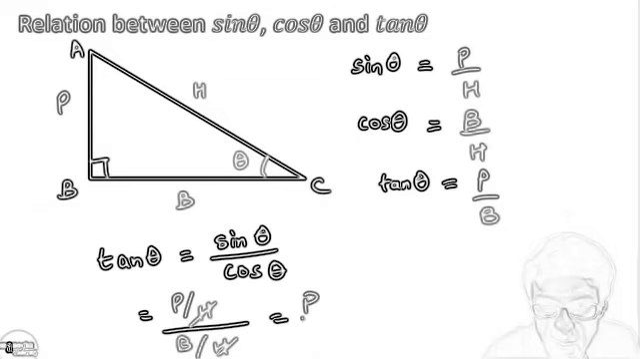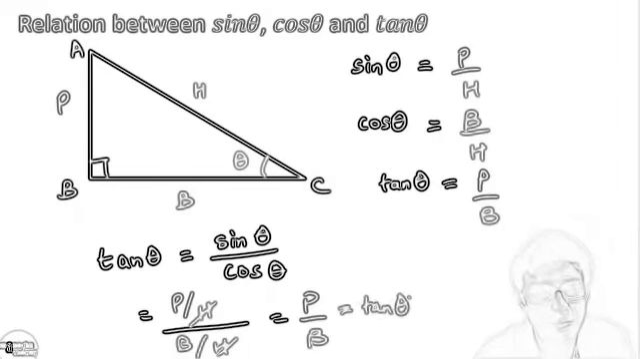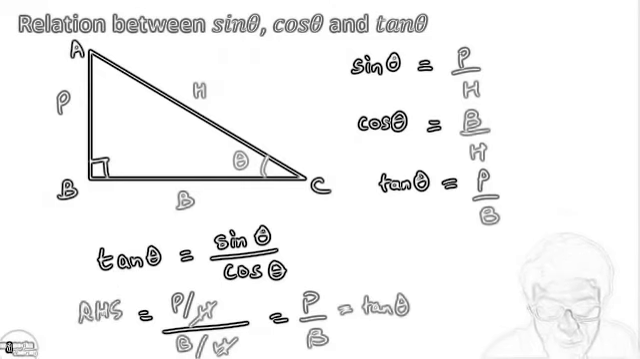Can you guys see that? And perpendicular by base is equal to tan theta. So if we start with the right hand side, this is what we get, and you can see that RHS is equal to tan theta. So very simple. Tan theta is sine theta by cos theta, because the hypotenuse will cancel.